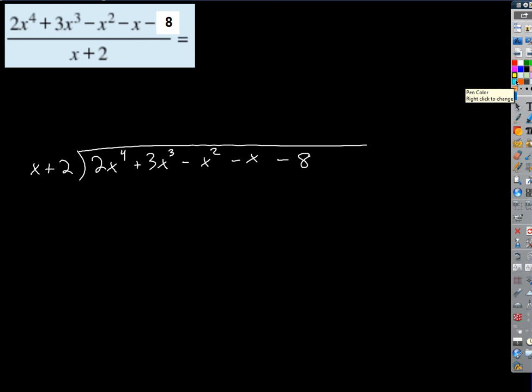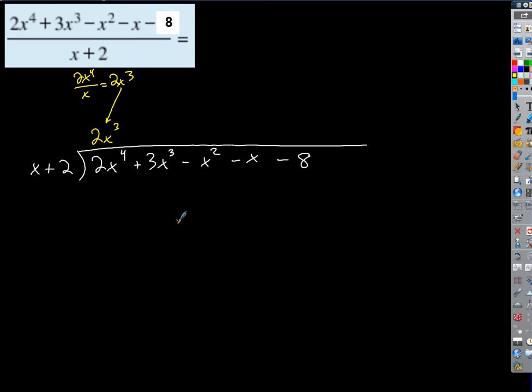Okay, so we want to know how many times does x divide into 2x to the fourth. So the leading term outside, we divide into the leading term inside, right? And we get 2x to the fourth over x equals 2x cubed, so that's the first term of that quotient, right? That's the first part of our answer. Now what?